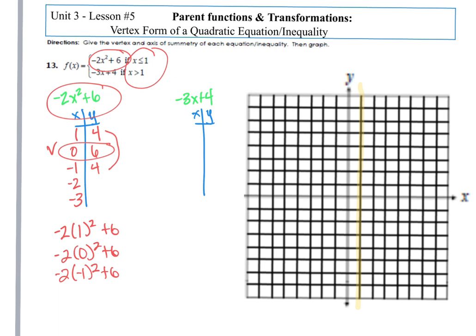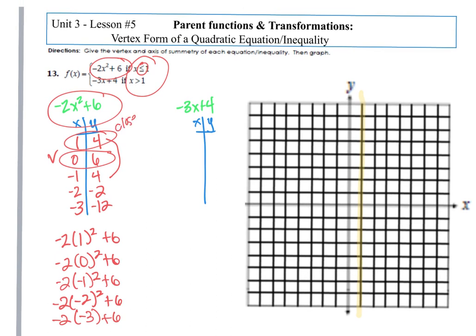Plugging in -2 for x, we have -2 times -2 squared plus 6, and we get out -2. And when we plug in -3 for x, we get out -12. Okay, now we have all of our points. We're ready to graph this line or curve, and we know that we should check this first point, 1, 4. Is it an open circle or a closed circle? And because my sign up here is a less than or equal to, that tells me that we have a closed circle for my first point on the wall.